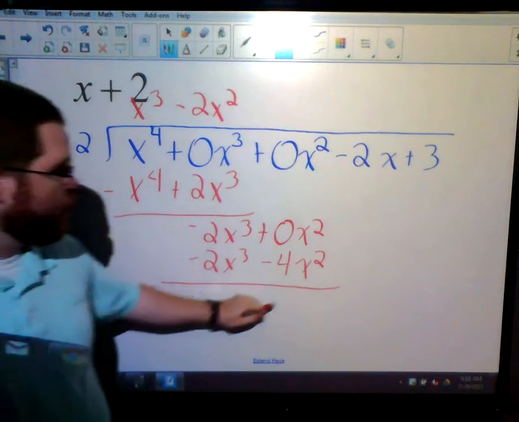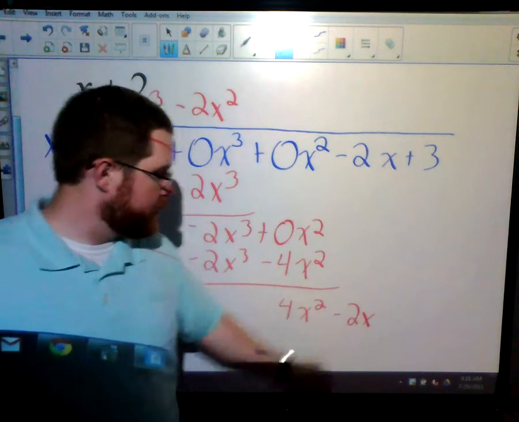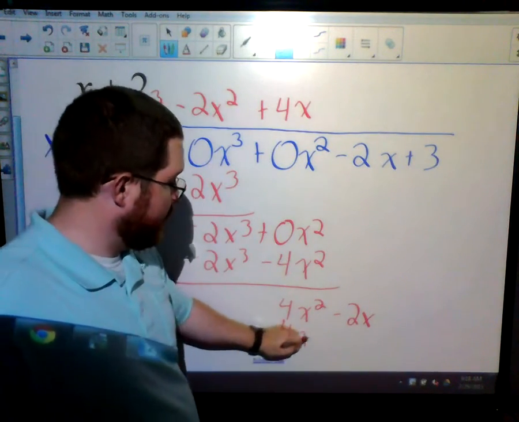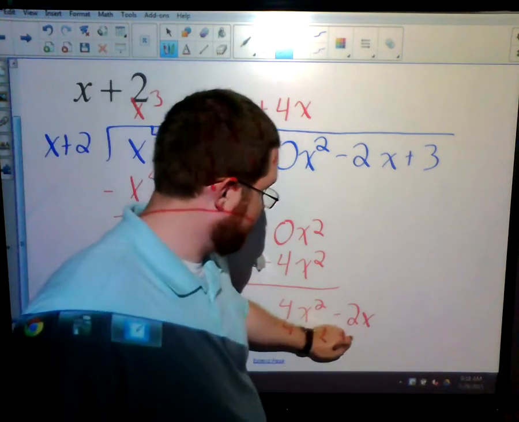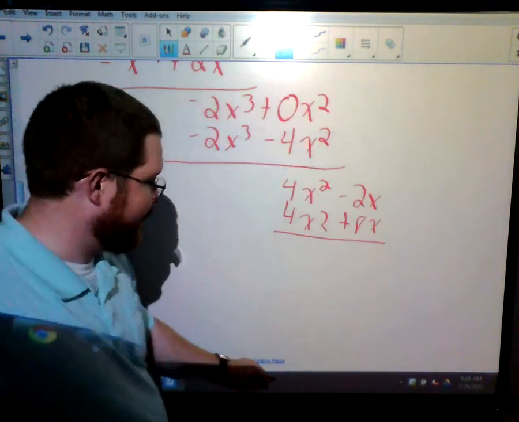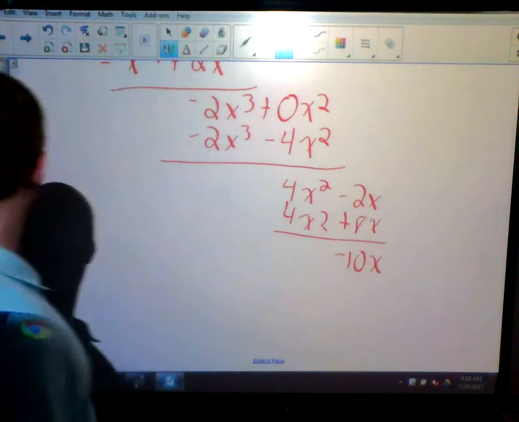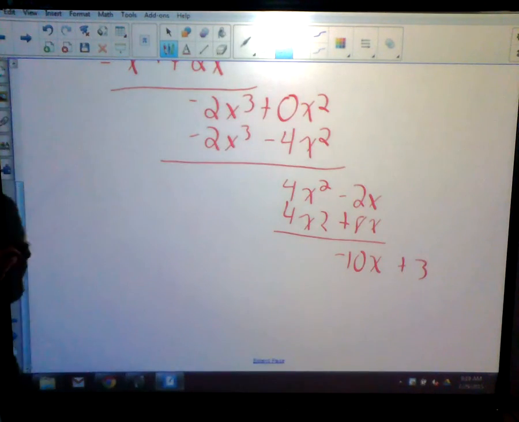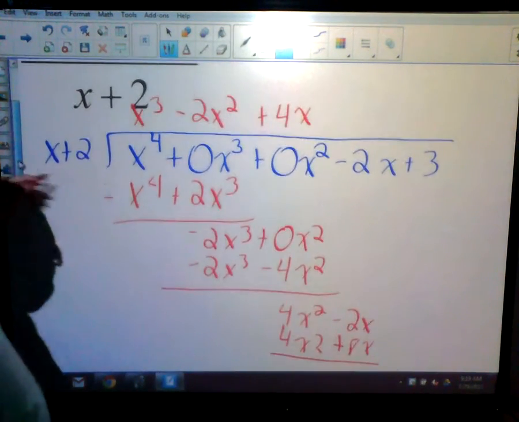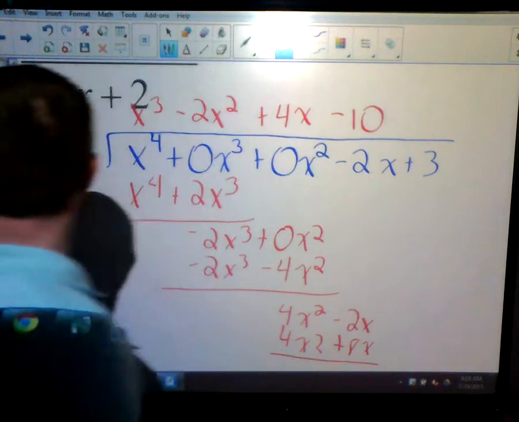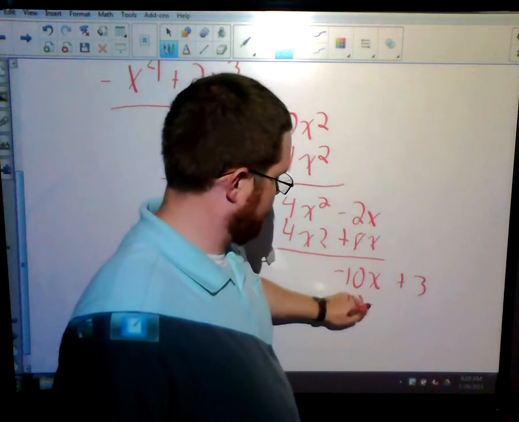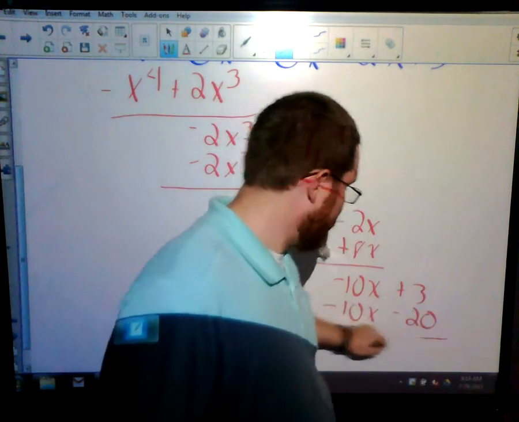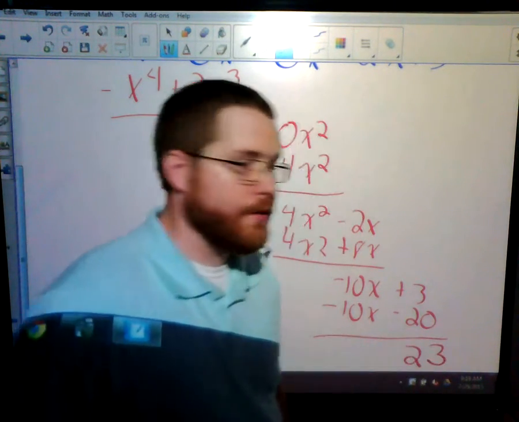Subtract, and you're going to get 4x squared minus 2x. That is going to make plus 4x. Plus 4x squared plus 8x. Subtract, you get negative 10x plus 3. So negative 10x divided by x is negative 10. Multiply down, you get negative 10x minus 20. If you subtract those two, you get a remainder of 23.